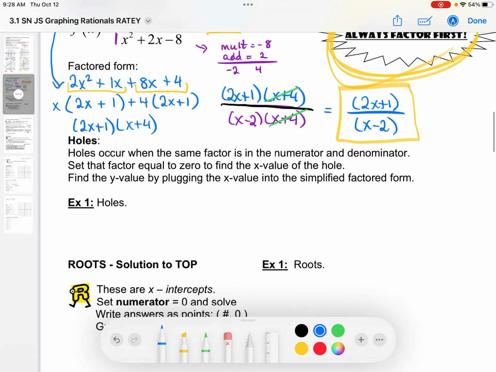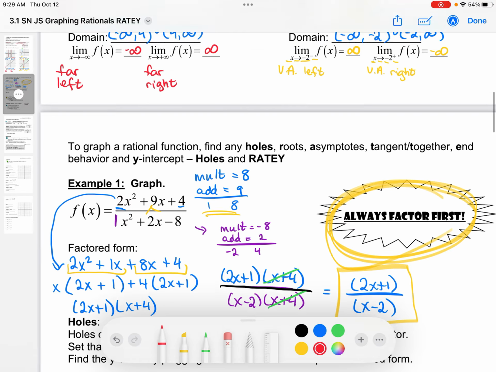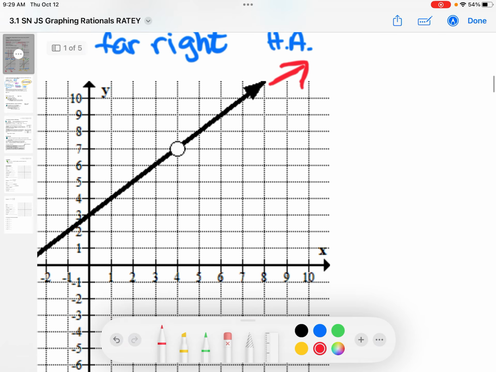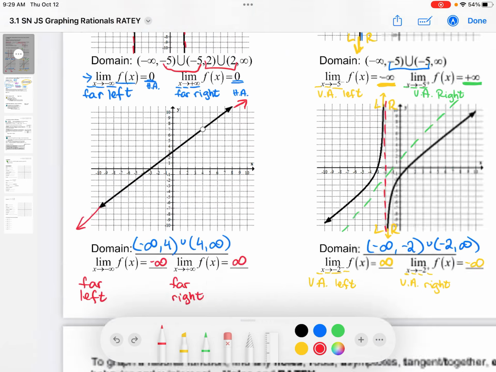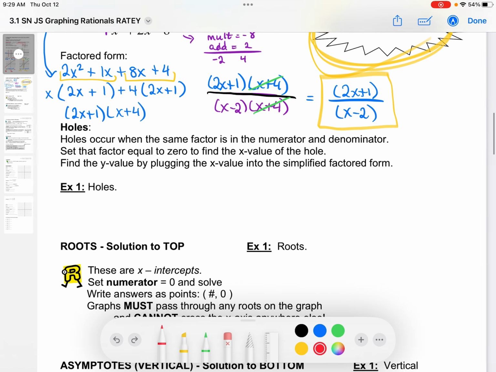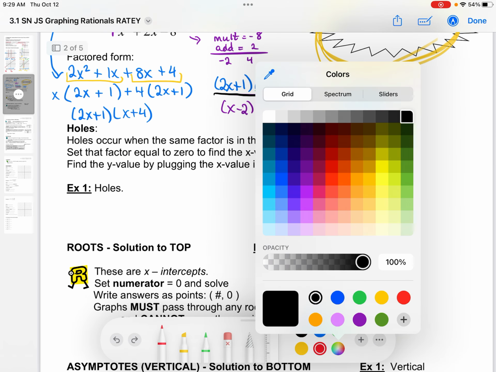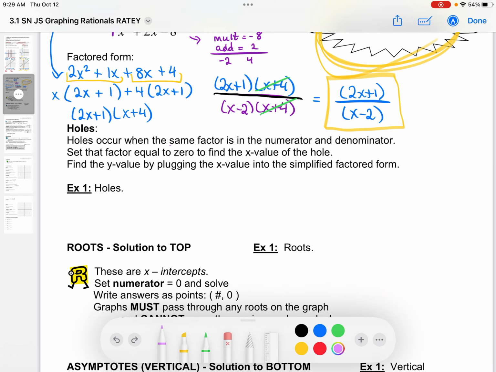Now, we're going to use this form and the factors to do lots of things for this example. So, first thing we want to talk about are holes. Holes such as the one we had in that graph on the bottom left on the front page. A hole in the graph. And holes occur when the same factor is in the numerator and the denominator, as in it divides out.